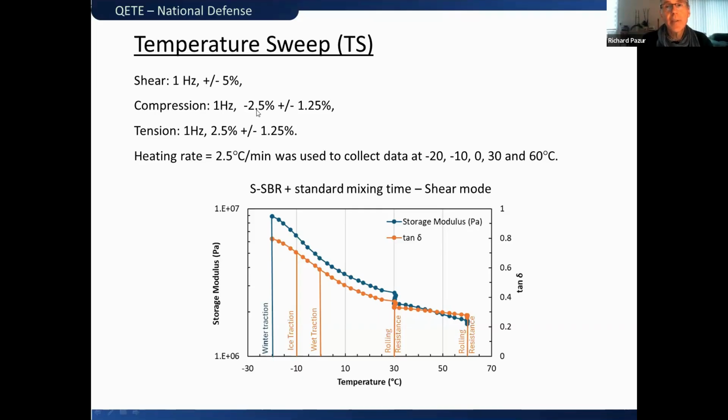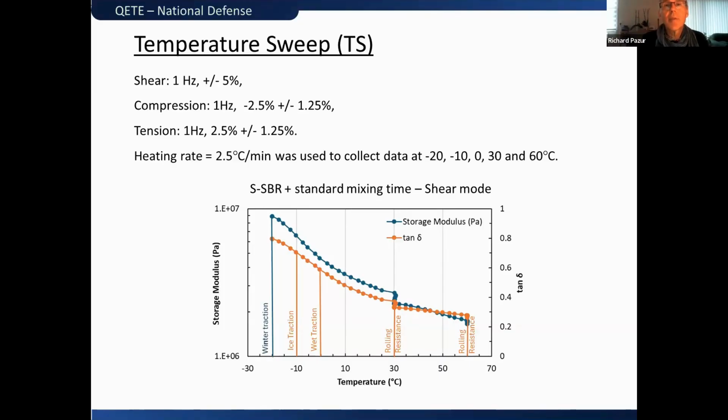So in compression, you have to use a static strain of minus 2.5%. Dynamic strain afterwards is plus or minus 1.25%. Tension is just the opposite of compression. So we stretch the sample 2.5%, and then we oscillate it at 1.25%. Heating rate is 2.5 degrees per minute. And what we do is we collect data at minus 20, minus 10, 0, 30, and 60 degrees Celsius.